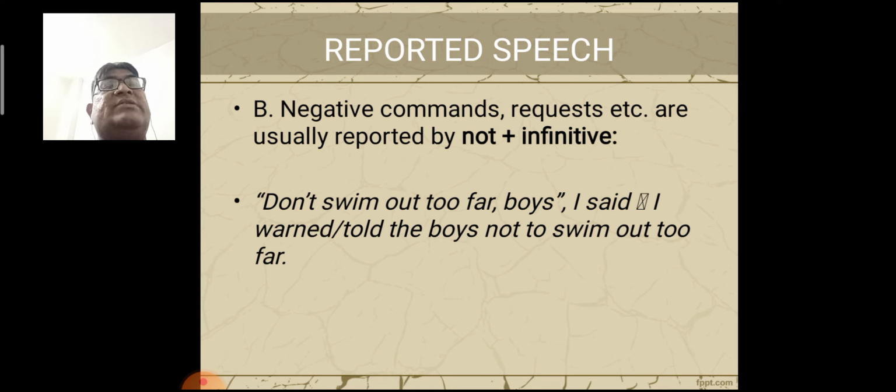Negative commands, requests, etc. are usually reported by not plus infinitive. Here infinitive means to connect the statement with to. "Don't swim out too far, boys," I said. Then the answer is, I warned or told, anyone you can use, the boys not to swim out too far. So here we have connected the statement with not to because the reporting statement is negative. So to connect the negative statement in indirect speech, we have to connect with not to.